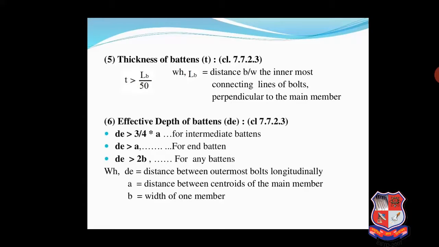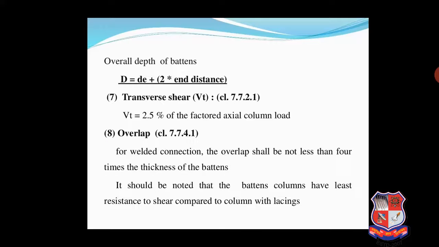Then after deciding the thickness of batten, the next step is the effective depth of batten, denoted by d, given in clause number 7.7.2.3. It depends on the type of batten. For an intermediate batten, d is greater than 3 by 4 times a. For an end batten, d is greater than a. And for any batten, d is greater than 2b. Here d is the distance between outermost bolts longitudinally, a is the distance between centroids of main members, and b is the width of one member that should be provided for battening.